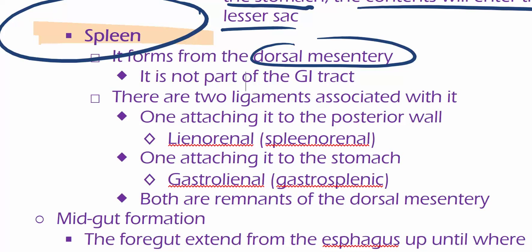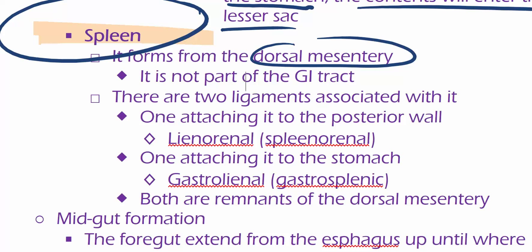What forms the ventral mesentery? Septum transversum. What forms inside of the ventral mesentery? The lesser omentum and, okay, those are the structures that it gives rise to. That's right. So the ventral mesentery is giving rise to the falciform ligament and the lesser omentum.